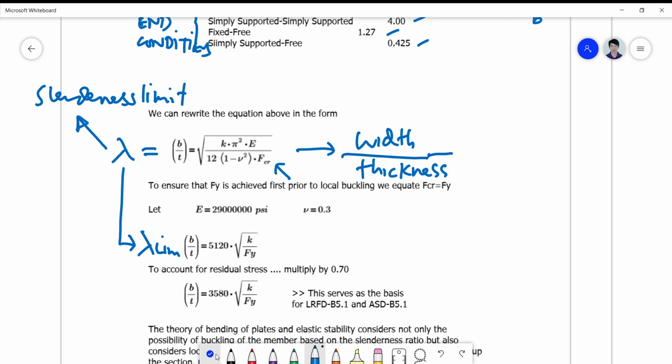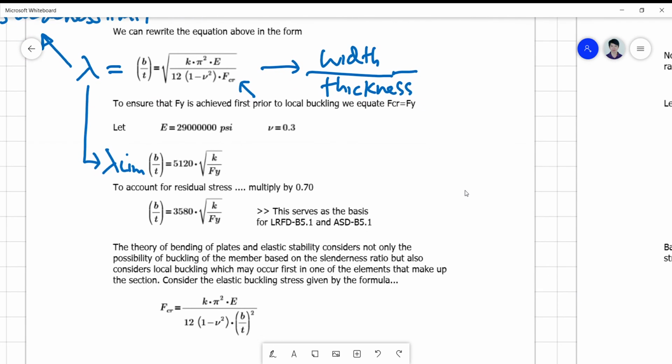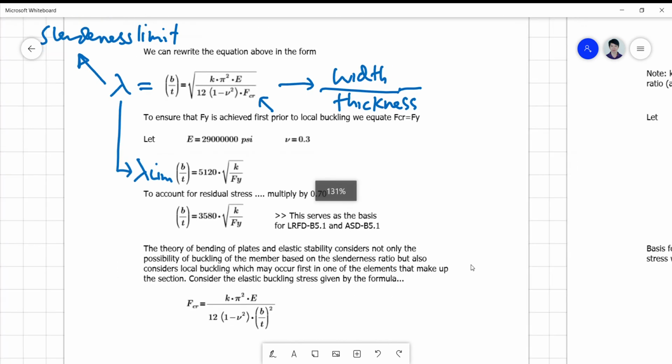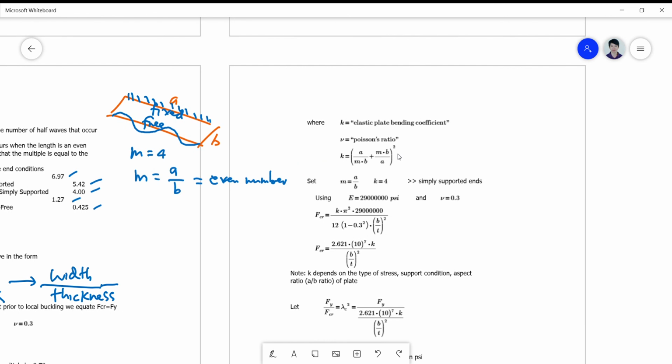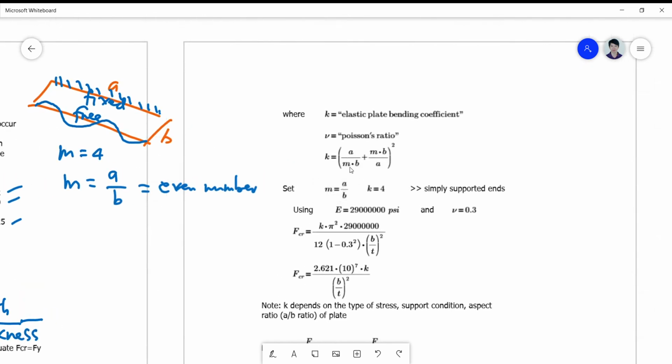the basis for your LRFD B5.1 and ASD B5.1 equation, such that the theory of bending of plates and elastic stability considers not only the possibility of buckling of the member based on slenderness ratio, but also considers local buckling which may occur first in one of the elements that make up the section, and to consider the elastic buckling stress given by this formula. We take note that K is the elastic plate bending coefficient, nu is the Poisson's ratio, and K is simply this value here in the parentheses.